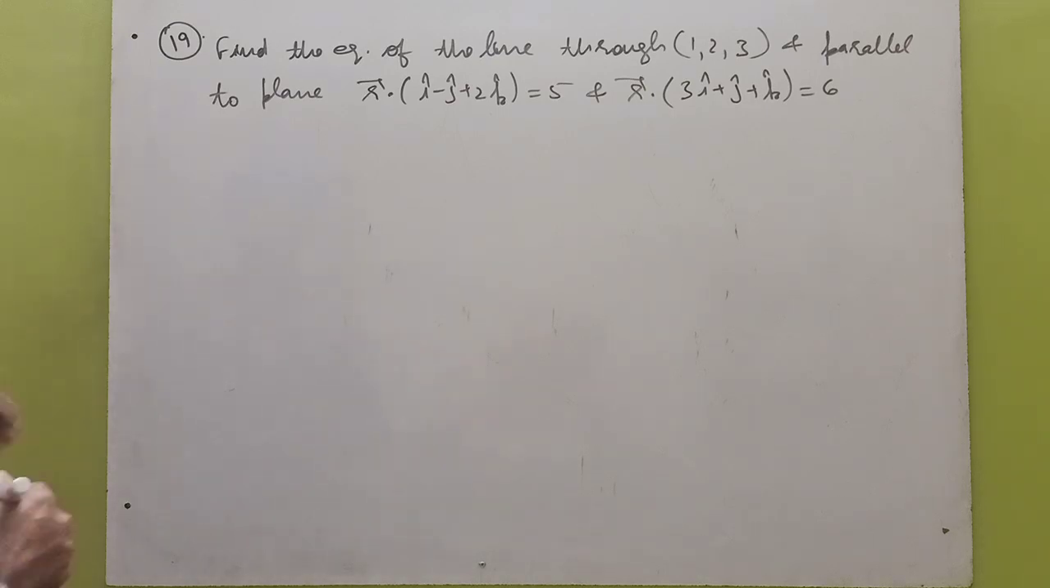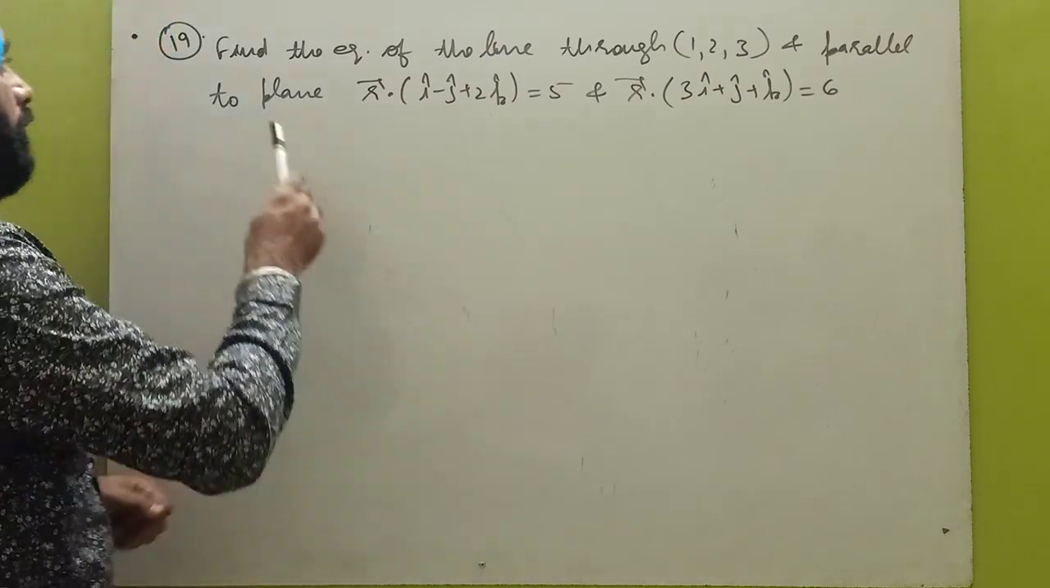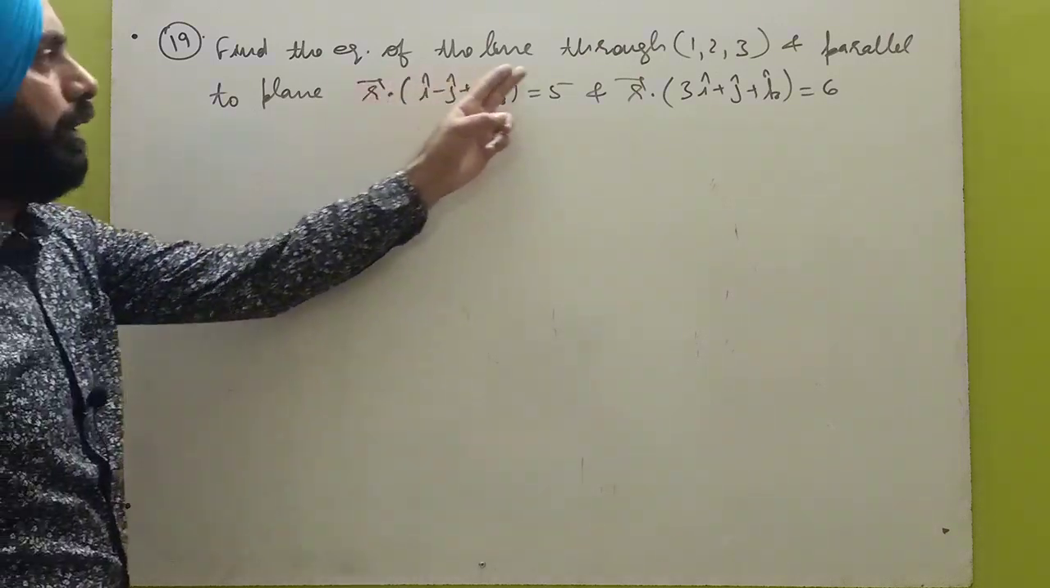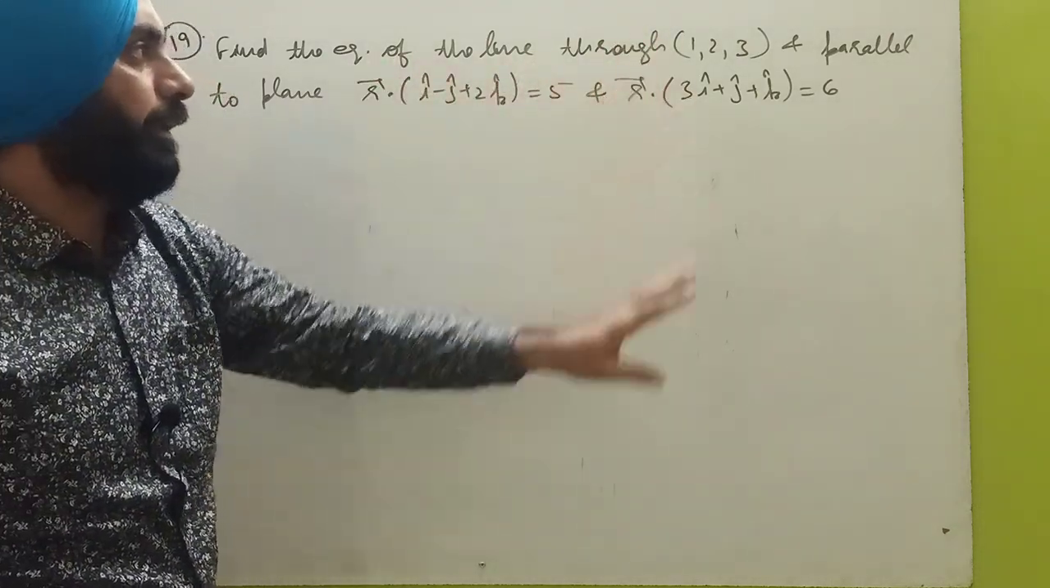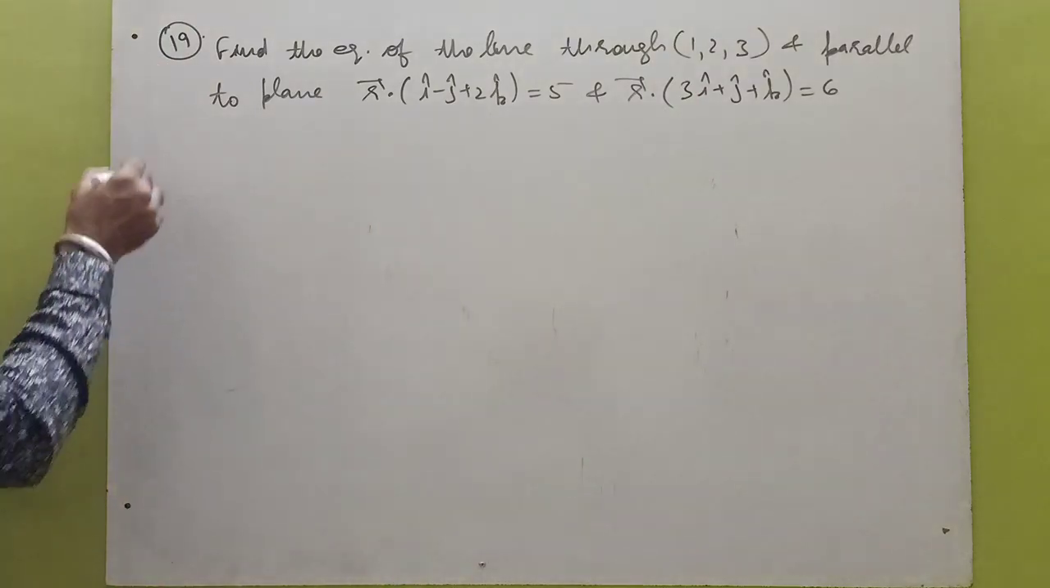Next is question number 19, which is a very important question from the miscellaneous exercise. Find the equation of the line. We have to find the equation of the line through this point and parallel to these two planes.